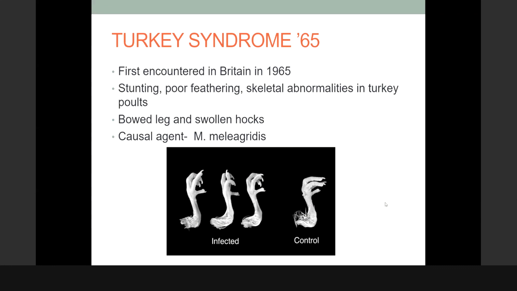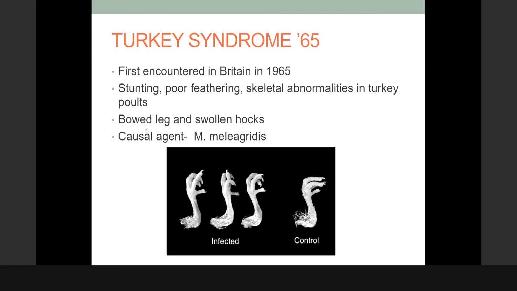Okay, next one is Turkey syndrome 65. It was first encountered in Britain in 1965. That's why they call it Turkey syndrome 65. It is a disease caused by Mycoplasma meleagridis. What is the manifestation of Mycoplasma meleagridis? It is a mycoplasma affecting turkeys, which causes stunting, poor feathering, and skeletal abnormalities in turkey poults.